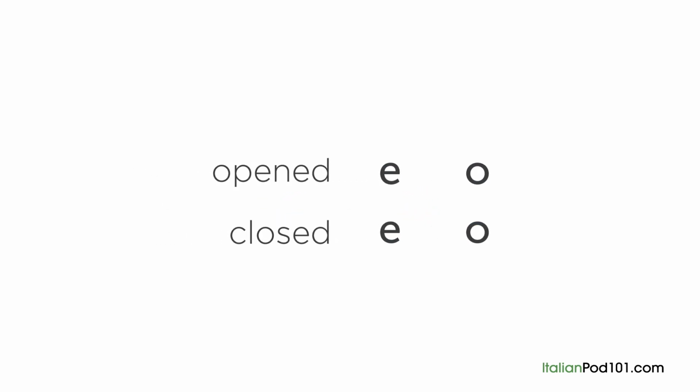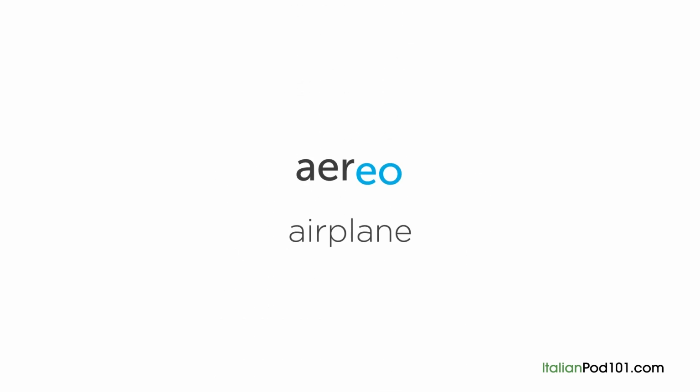They each have 2 variant sounds, one open version and one closed version. The open version requires you to open your mouth wide, while the closed version is pronounced more narrowly. Compare the open E followed by a closed E. Now the open O followed by the closed O. Even when there are 2 or more vowels in a row, just pronounce them separately. Aereo. Okay, now let's move on to the consonants. How would you pronounce this word in Italian?